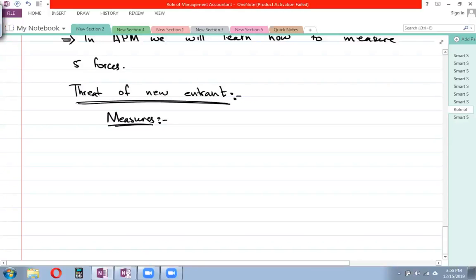Now, what are these measures? For example, the threat of new entrants. What do you think? How can we actually reduce the threat of new entrants, and how can we actually measure it, right? I'll give you one example: the number of patented products, right? These are the measures.